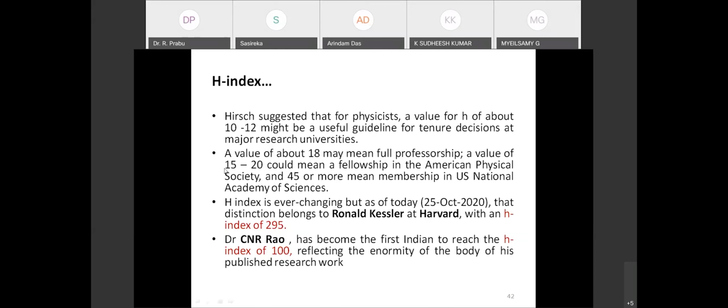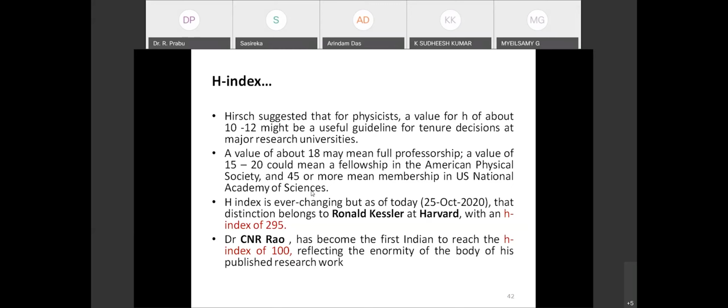So a value of 15 to 20 could mean fellowship in the American Physical Society. If you want to become a member of the American Physical Society, your H index should be between 15 and 20. And 45 or more means you can become a member of the US National Academy of Science. So it's not very difficult to join the National Academy of Science. They are looking at the H index, so it gives a lot of recognition also.